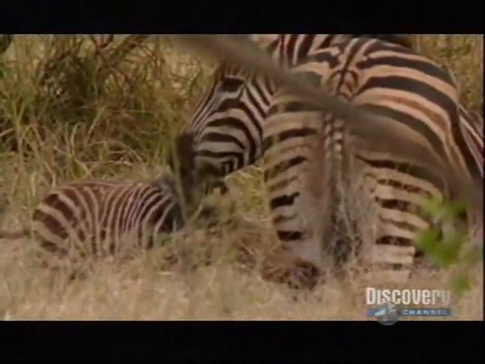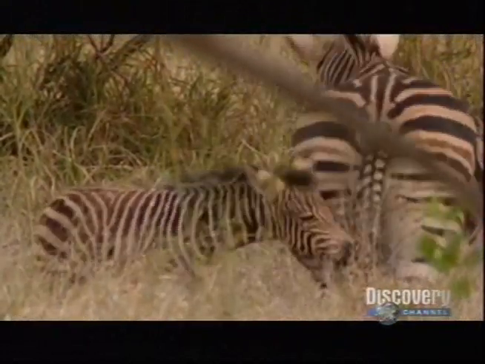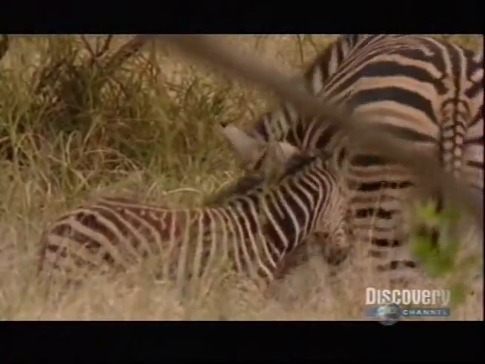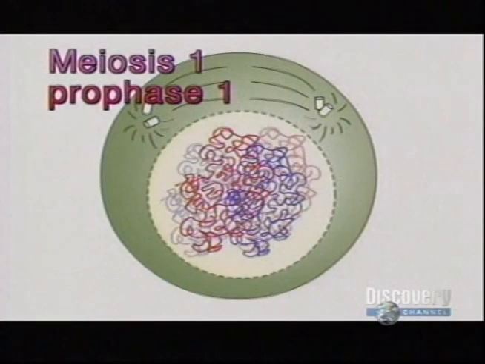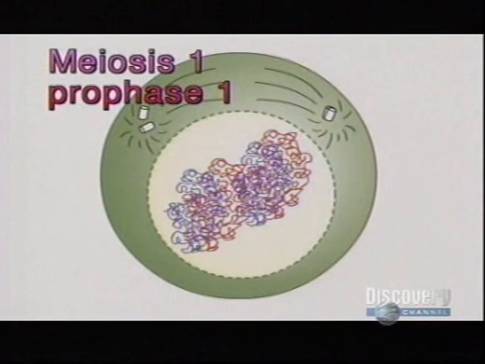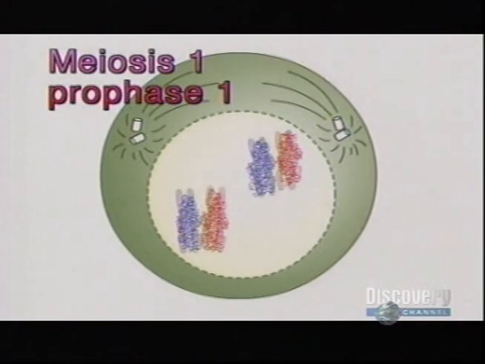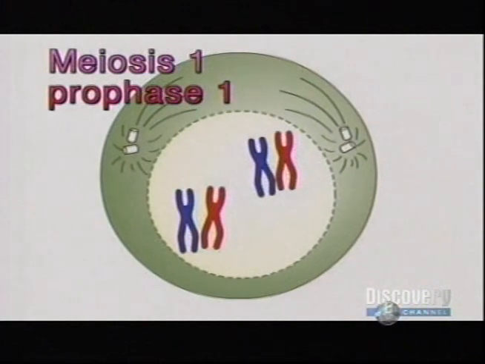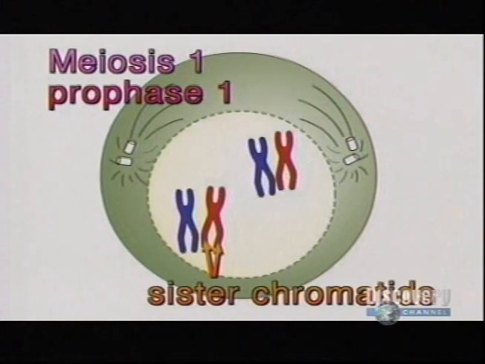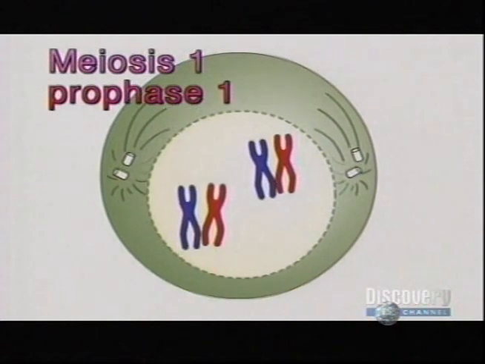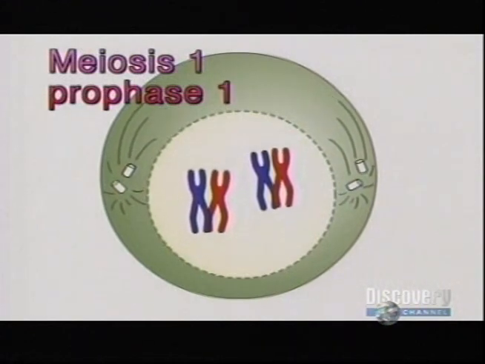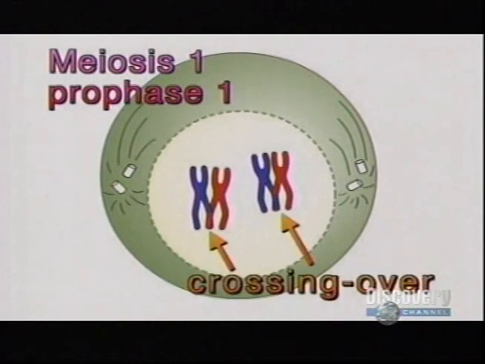Meiosis is a special type of cell division that occurs in the reproductive organs of both sexes. Prior to meiosis, genetic material doubles the same way that it does before mitosis. Chromosomes replicate and form X-shaped sister chromatids. Then something different happens. Each chromosome lines up with its corresponding partner, and they exchange genetic material. This is known as crossing over.